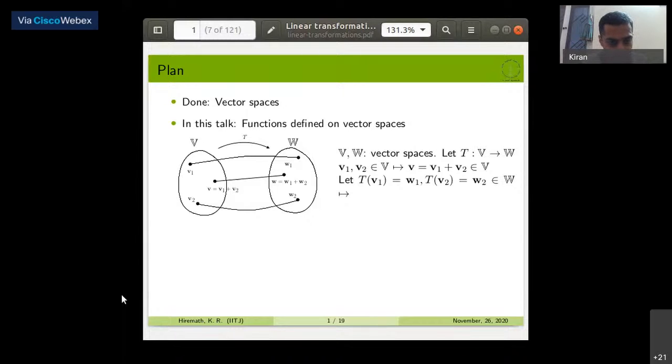what can we say if we have been given this information? Who can tell me? If this is the information given, T of v1 is w1, T of v2 is w2, then what are the various interesting possibilities there? Please, I want to keep this session interactive.